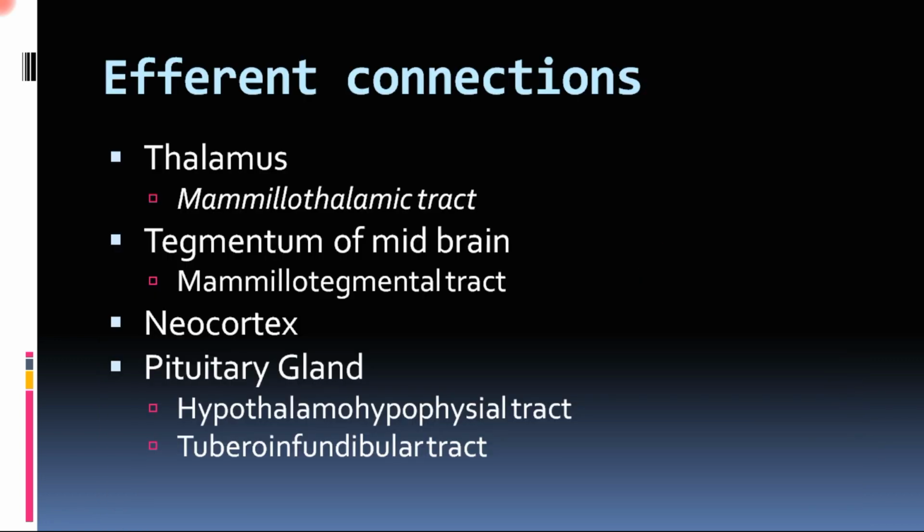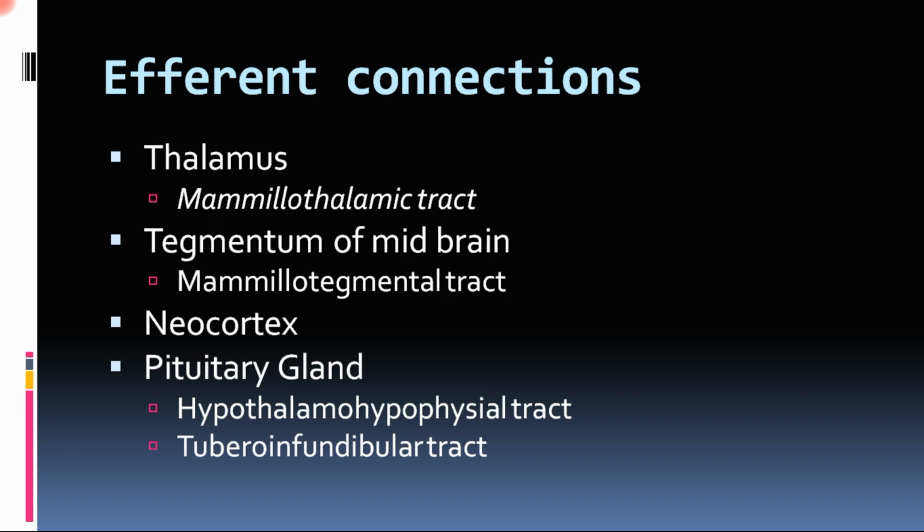Then comes the neocortex. Various afferents are coming from the neocortex and various efferents are also going to the neocortex from the hypothalamus to maintain alertness and orientation in the person.